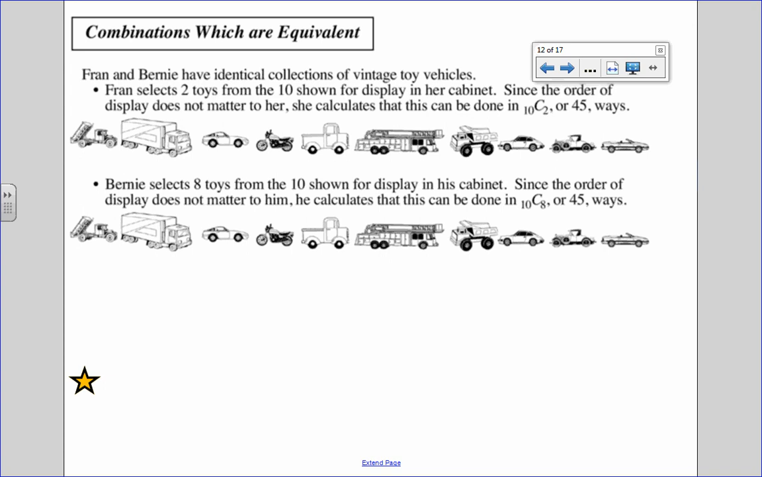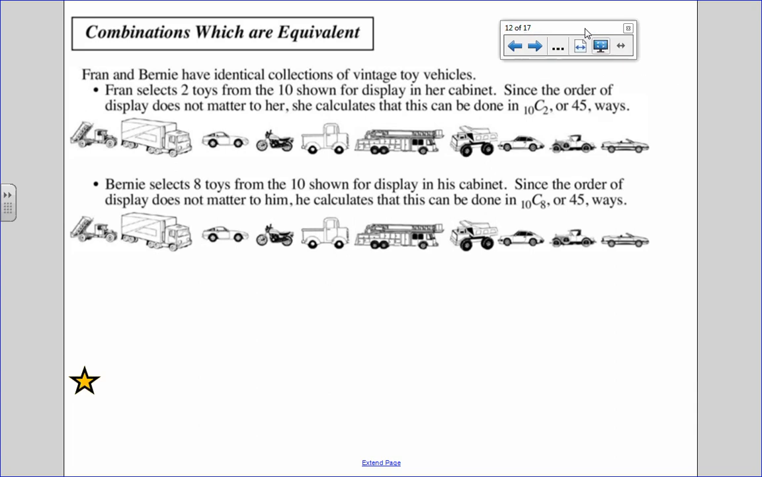So the last little thing I want to talk to you about is combinations which are equivalent. Okay? So Fran and Bernie have identical collections of vintage toy vehicles. They all have 10, and you can see they're the same. So Fran selects 2 toys from the 10 to show on display. So she has 10 toys and she selects 2 of them. Now it doesn't matter the order that you select the cars because they're all going to be displayed. So she plugs that into her calculator and sees that 10C2 is 45 ways that she can do that.